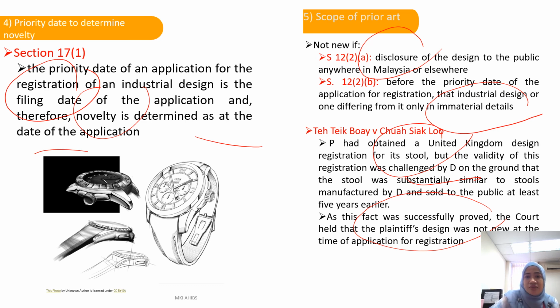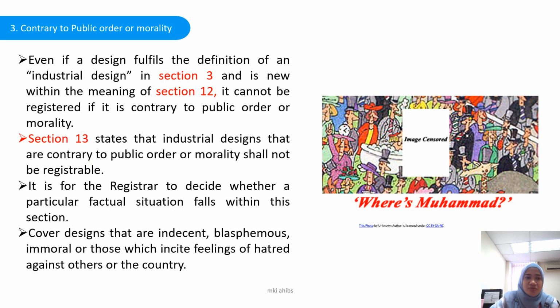Okay, alright. The third element is contrary to public order or morality. So, if you want to protect a design, it must not be contrary to the public order or morality. This is actually provided in section 13. Okay. The designs that are contrary to public order or morality shall not be registrable. Okay, if your design actually contradicts public order, or it can incite religious hatred, or it is indecent or causes blasphemy or is immoral, so the design cannot be protected under ID.